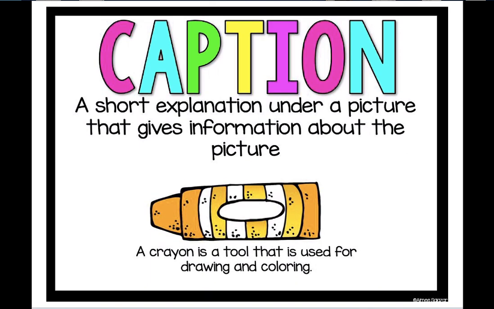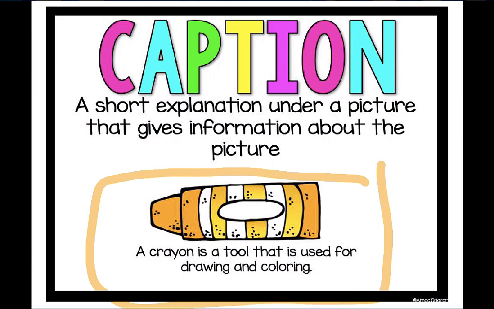So a caption is a short explanation under a picture. Sometimes it's to the side of a picture, so somewhere near the picture that gives information about what is in the picture. For example, we have a picture of a crayon here. And underneath the crayon, it tells us what that picture is. A crayon is a tool that is used for drawing and coloring. Oh, so it's not candy corn. It's a crayon. I know that because the caption tells me what it is.